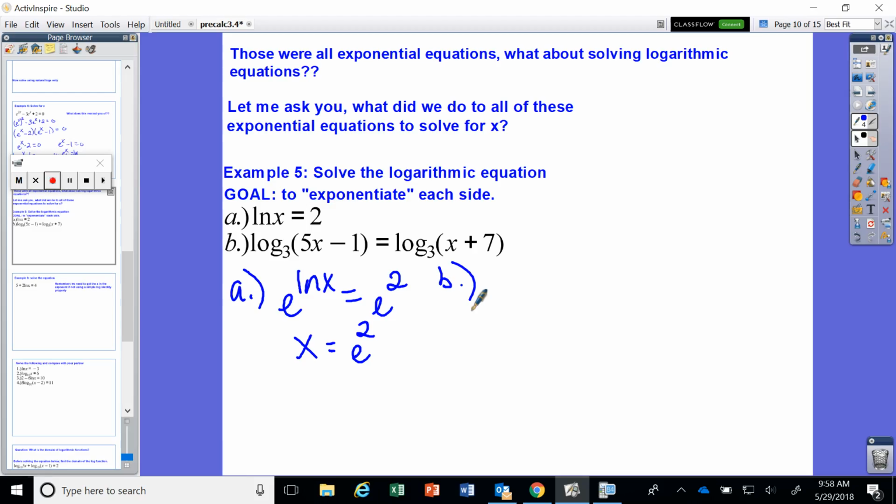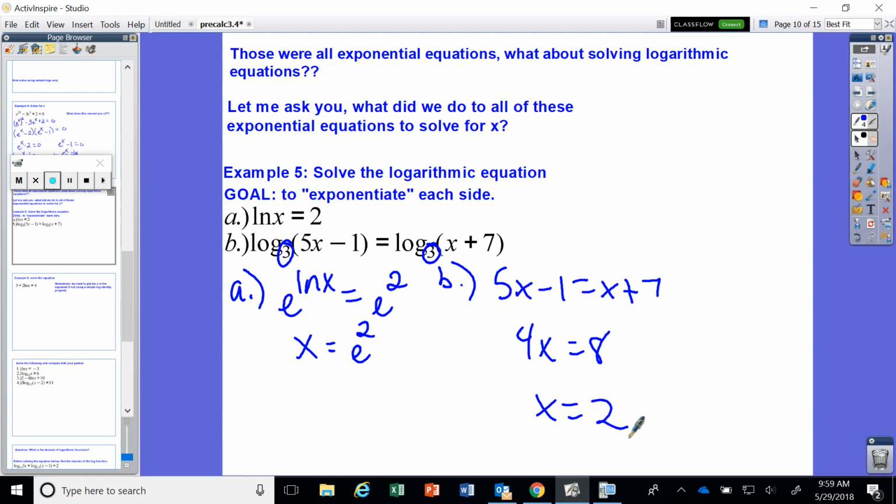What about for the log with base 3 of 5x minus 1 equals log base 3 of x plus 7? What happens here? Well, the goal is to exponentiate both sides. However, you have to ask yourself, do you need to exponentiate both sides? What is in common on both sides of this equation? It's already exponentiated for you because it has the same base, base 3. So if those same bases are going to be equal to one another, the only way this happens to be a true statement is if 5x minus 1 equals x plus 7. This is basic algebra. 4x equals 8, or x equals 2 when it's all said and done.